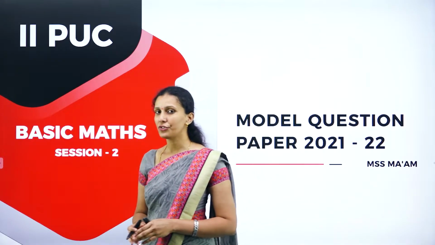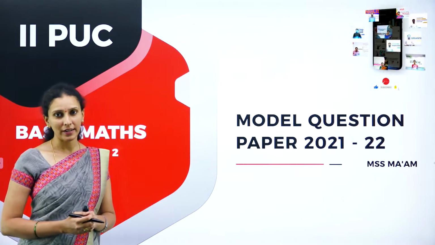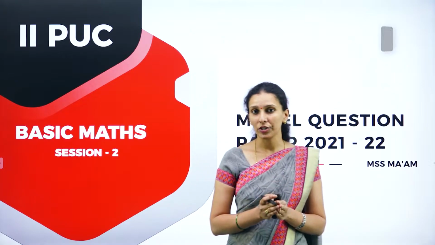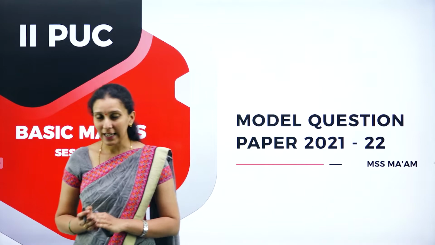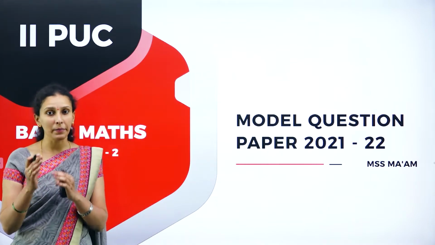So in the previous session, we were discussing the model question paper prescribed by the Pre-University Board of Karnataka. In that session, we discussed how to attend part A questions. There will be 15 questions in part A. You have to choose any 10 to get 10 marks. Now in this session, we will be discussing part B questions.